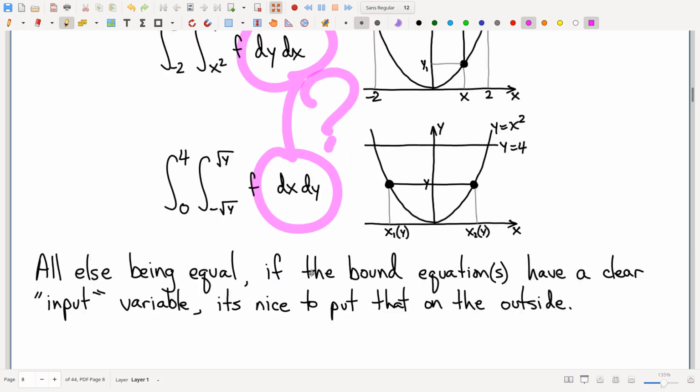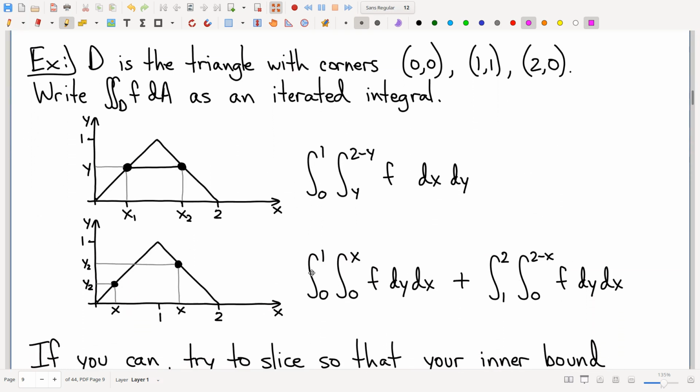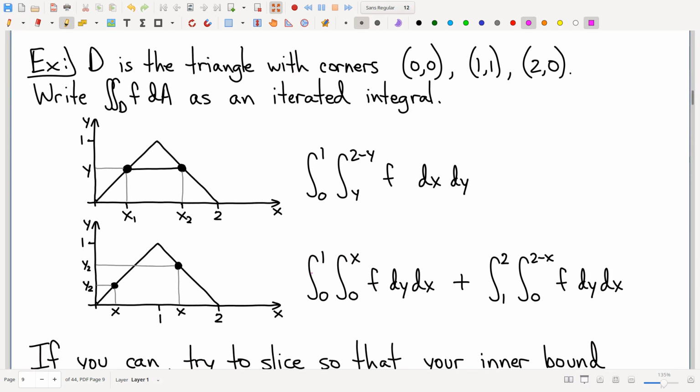Okay, next example. Again, there's two different ways to slice. I'm going to do both, and we'll reap a little moral at the end. So starting with this order of the differentials, dx dy, you can see that y is going to go from 0 to 1 with y slices that look like this.